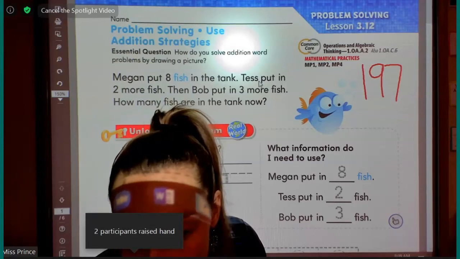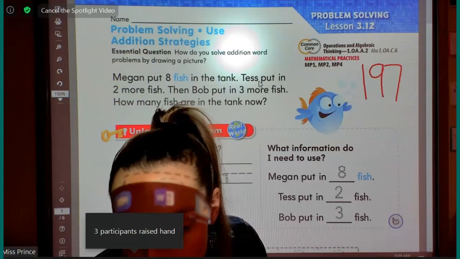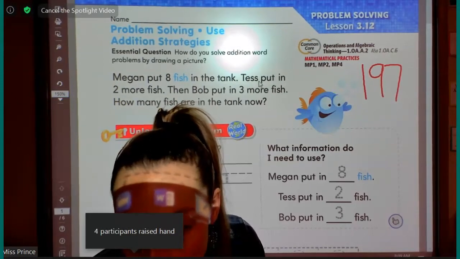Thank you, Keela. Thank you, Alakai. Page 197.